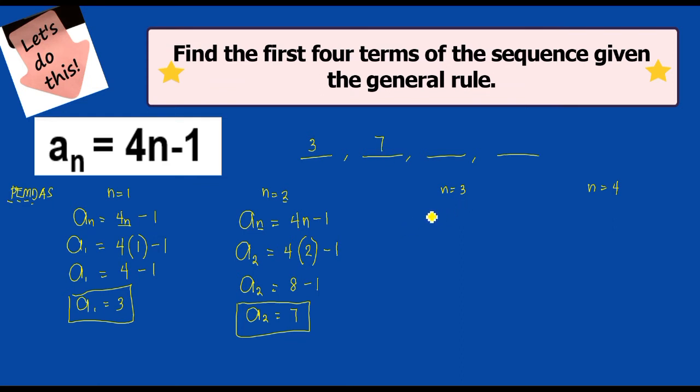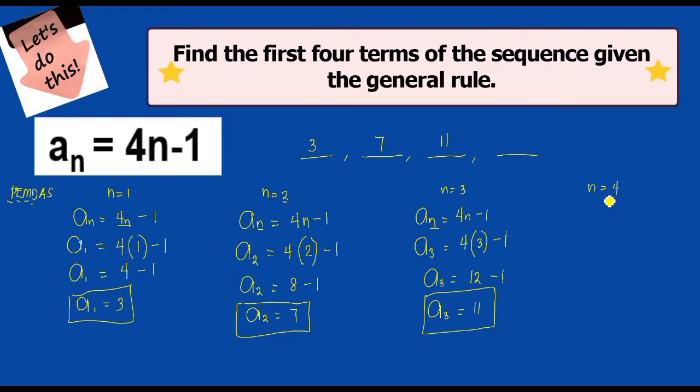Next term, yung pangatlo nating term, we have a sub n again is equal to 4n minus 1. So, change the value of n, which is a sub 3, and then equals 4. Then, change the value of n, which is 3, minus 1. So, standard, ano lang po yan 1? Constant kasi siya. So, a sub 3 equals 4 times 3 is 12, minus 1. So, a sub 3 equals 11. So, ang pangatlo natin ay yung ating 11.